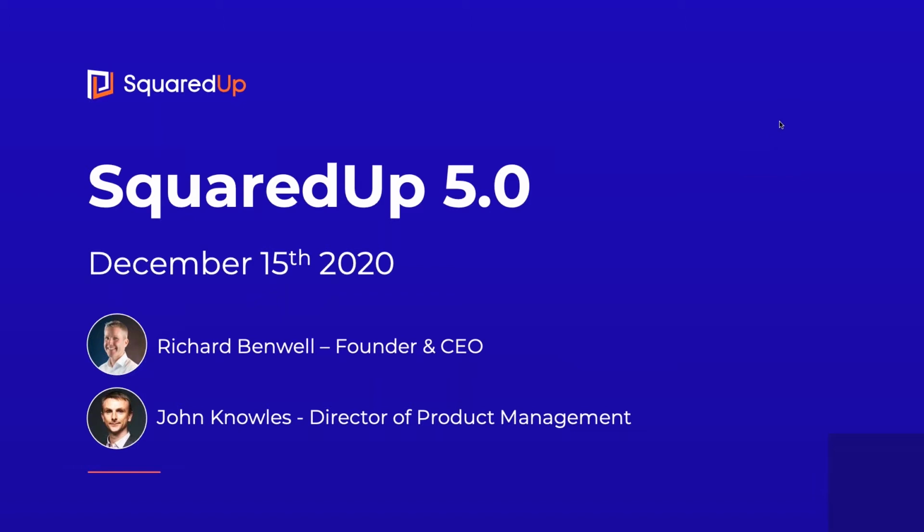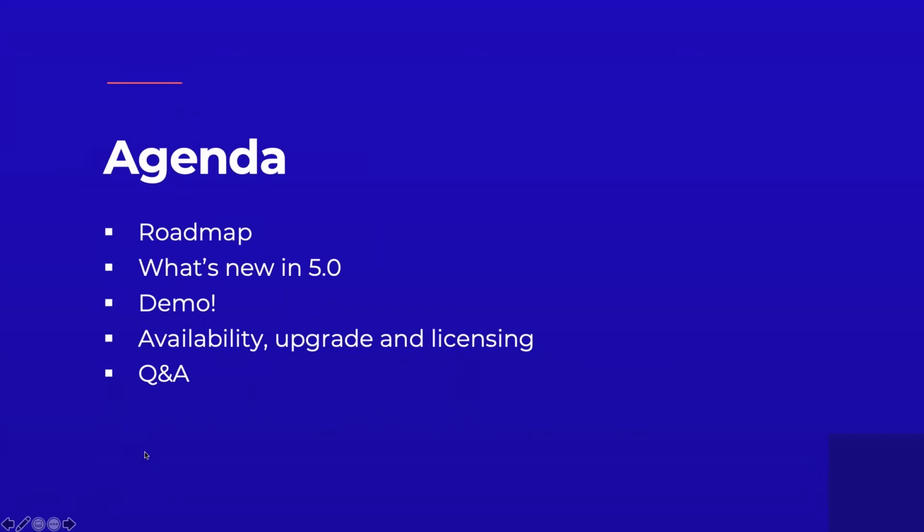With that, let's have a quick look at what we'll be talking about today. I'll be starting off with a look at the SquaredUp roadmap, both where we've been in the last year or so, what we have today with SquaredUp 5.0, and of course, what's coming up in 2021. After that, John will take us through feature by feature all the new good stuff in 5.0, followed by a live demo, hopefully showing you every single feature in all of its glory.